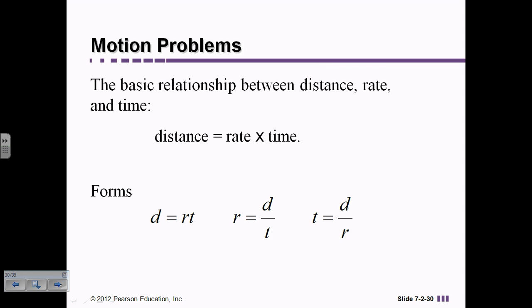All right, so let's look at some motion problems, or distance equals rate times time problems. And what you have here are different ways that you can represent the distance formula. You can say distance equals rate times time. You can divide both sides by time and get rate equals distance divided by time. These are all just different ways of writing your formula.